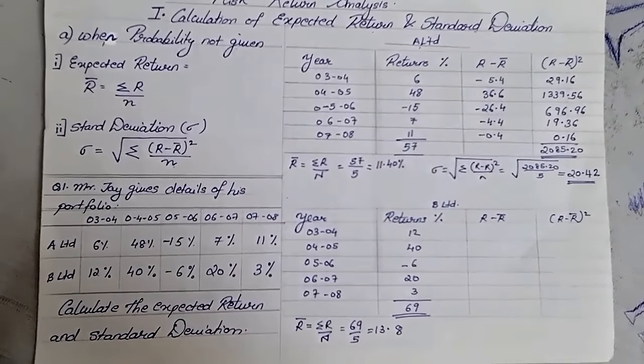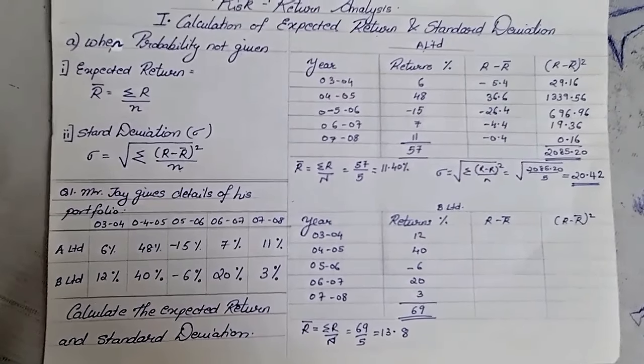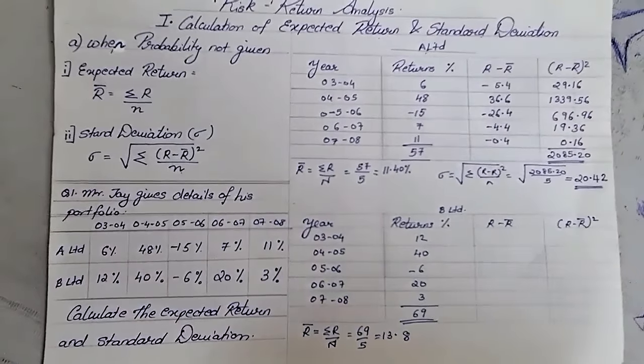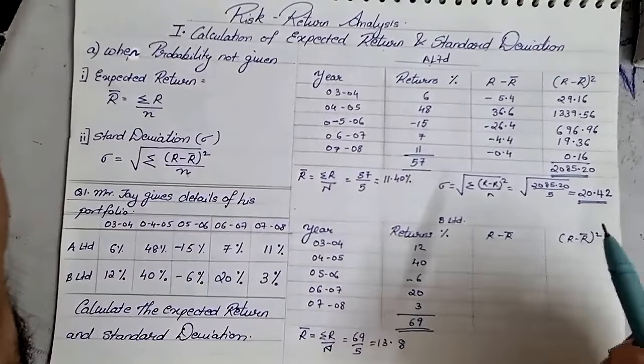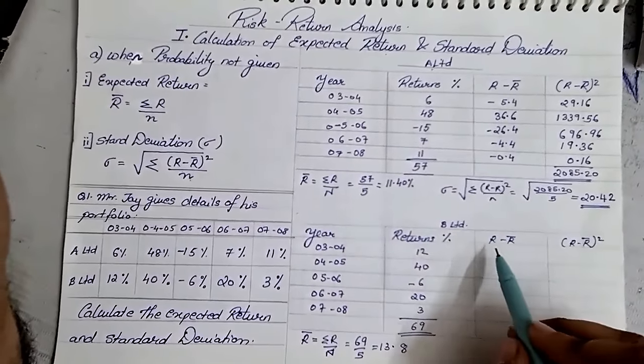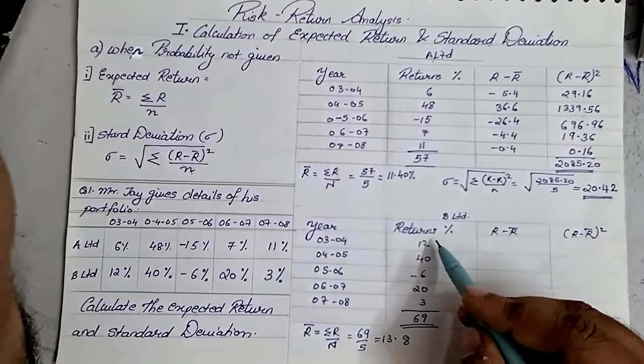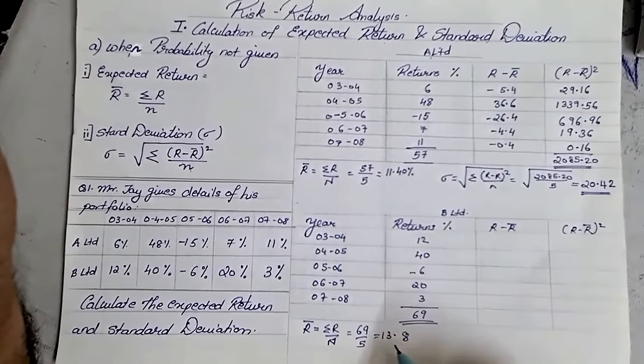Okay, this is how we found the value of expected return. Now let us find the value of standard deviation. So we need to find now R minus R bar for the standard deviation. So R, we have all the values of return and we have to subtract that with your R bar.